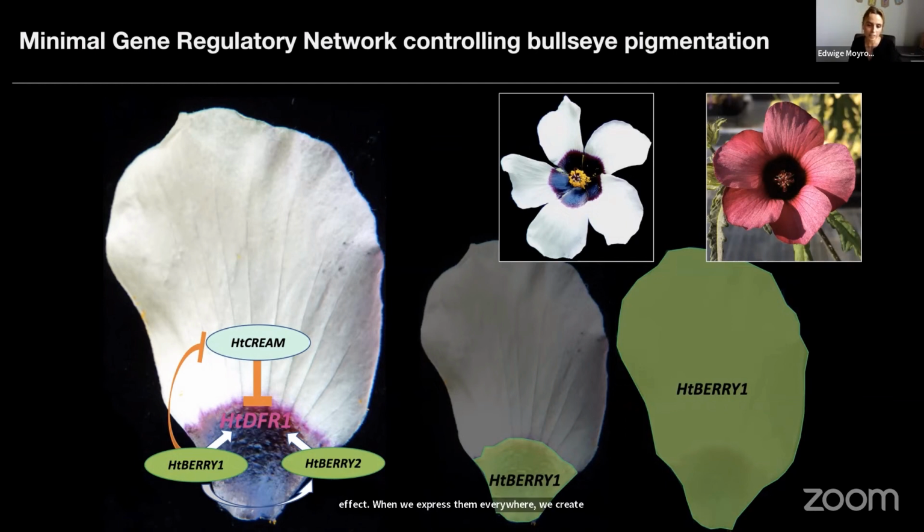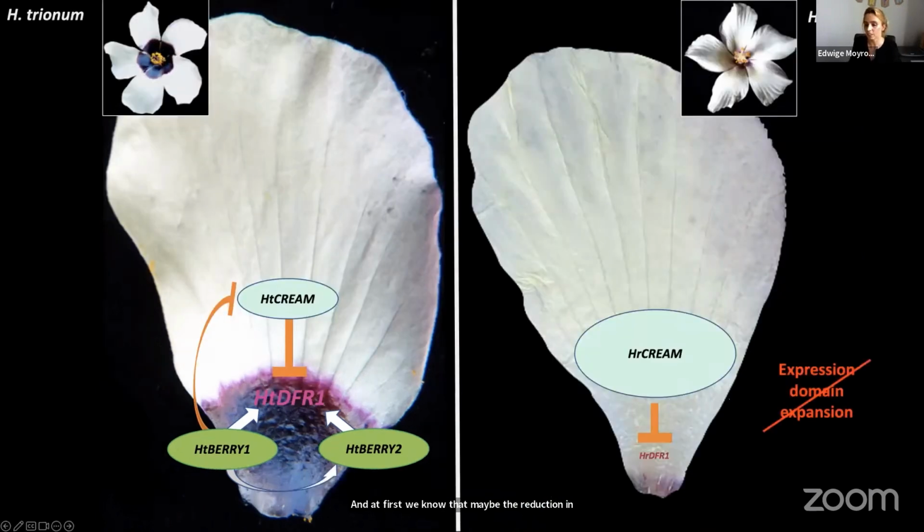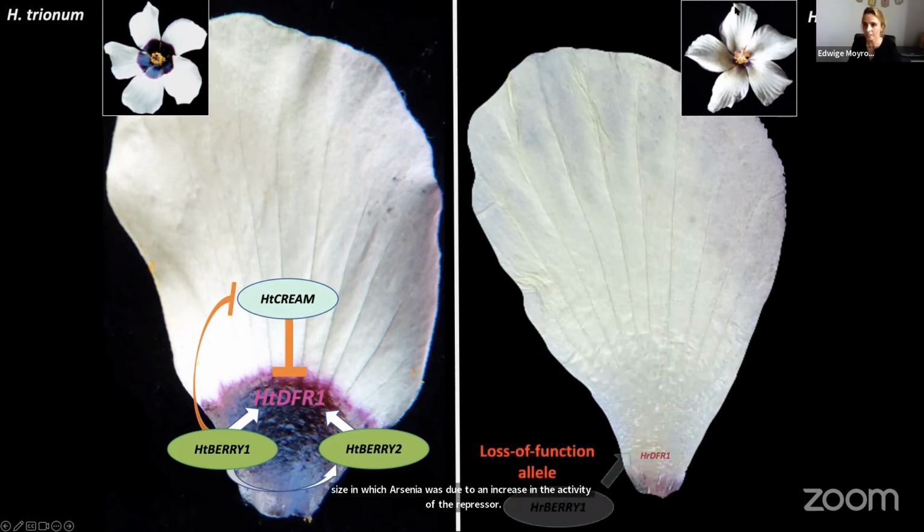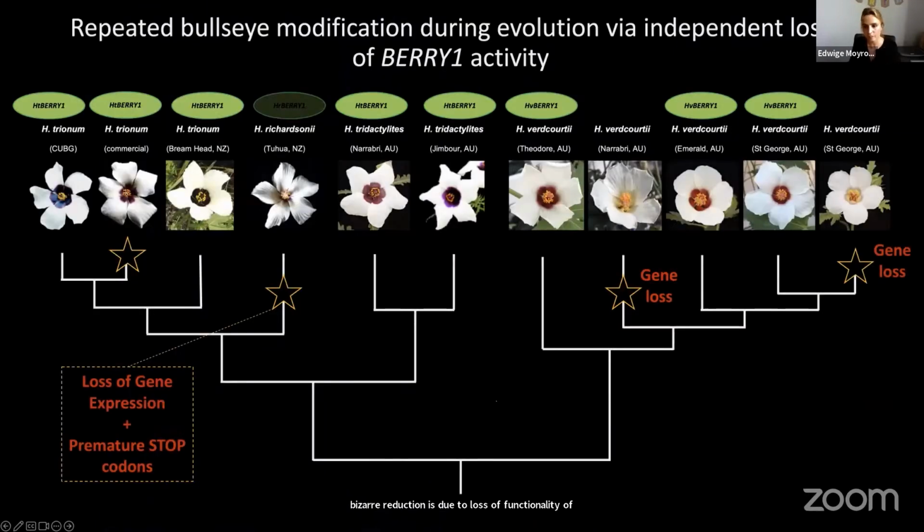And at first, we thought that maybe the reduction in bullseye size in richardsonii was due to an increase in the activity of the repressor. This did not turn out to be the case. Instead, the bullseye reduction is due to a loss of function allele of BERI1. And this allele is expressed at very, very low level and contains some premature stop codons. So even if protein is produced, it's probably non-functional.